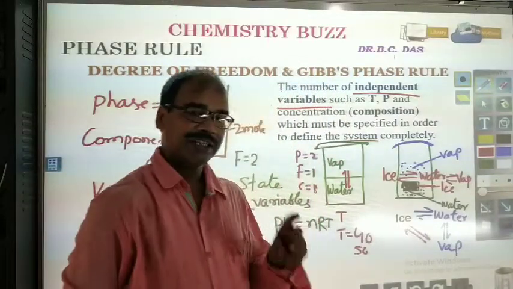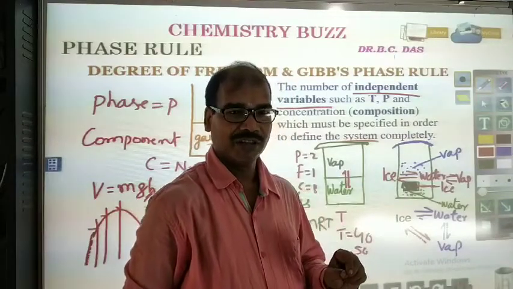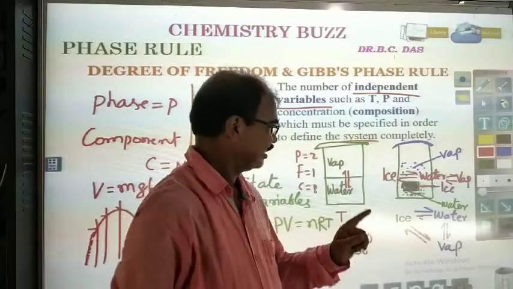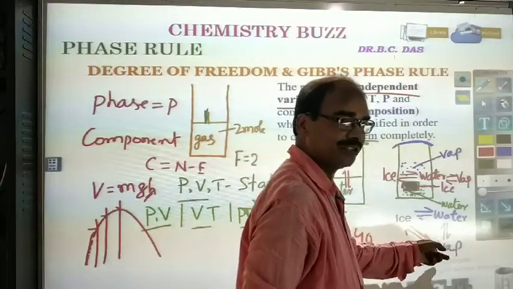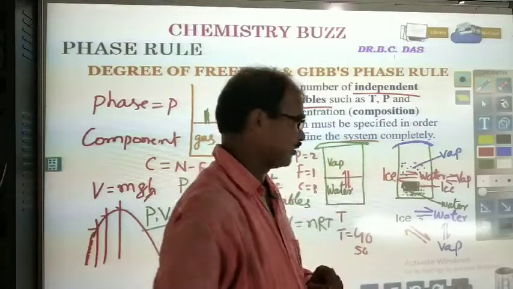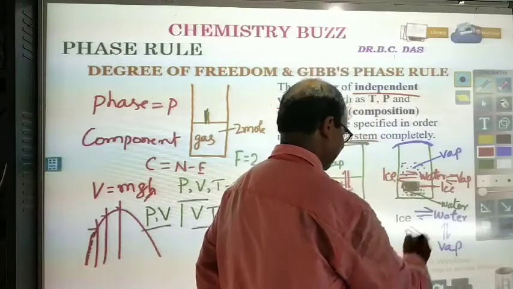So the three phases can only coexist at a particular condition. When the condition is slightly changed, the point will vanish. One of the phases must vanish. So that point is fixed. So that point is invariant.